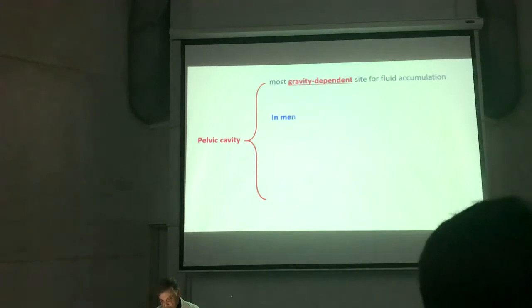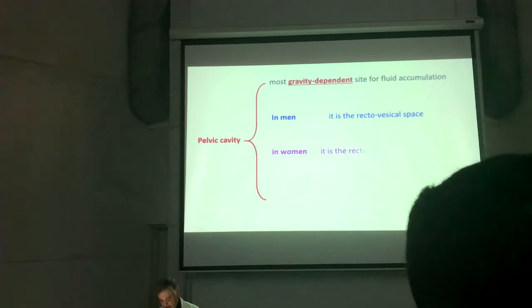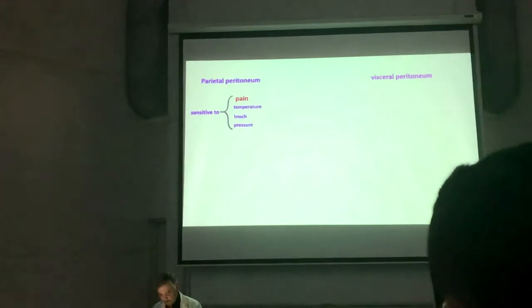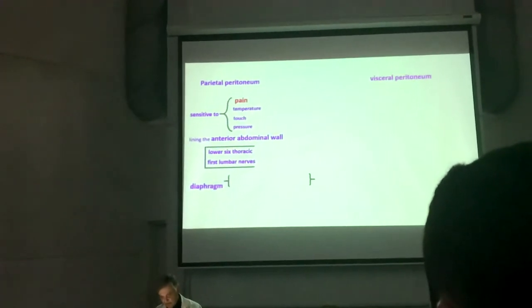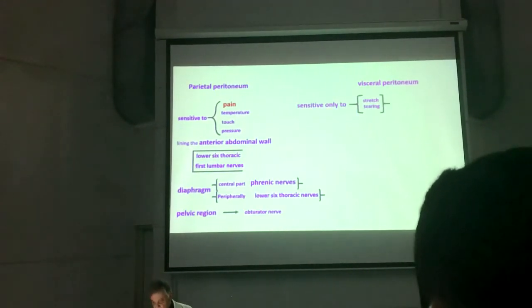Now we have talked about this in men, in women, pouch of Douglas, okay. Talked about the nerve supply of parietal peritoneum and visceral peritoneum. You will find this in the mind map.